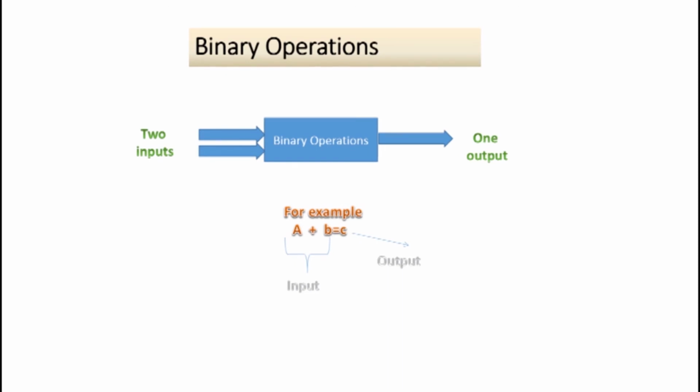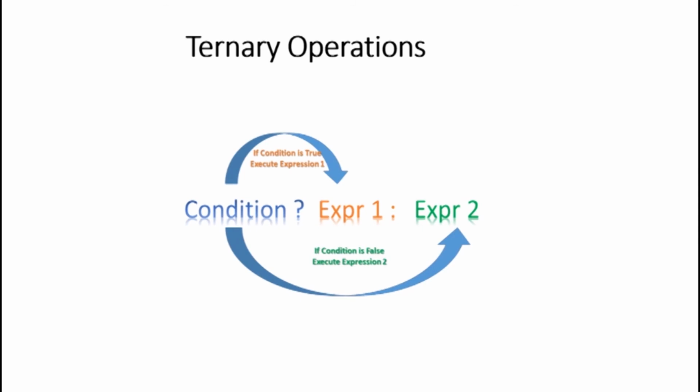Next category is ternary operator. Ternary operators take three inputs. This means the operator will be working with three inputs. Just take an expression with three inputs. In this, a condition in the form of an operator is given along with expressions. If the condition is true, then it will execute expression 1. If the condition is false, it executes expression 2.